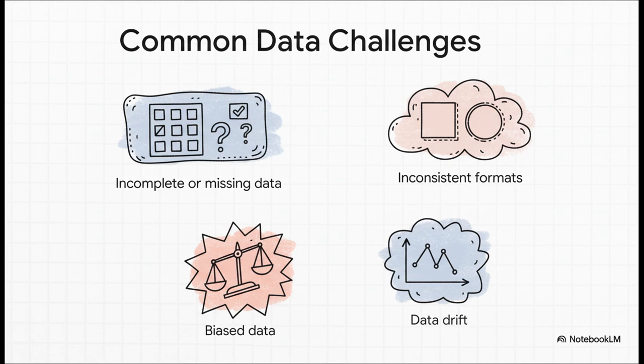But then there are the sneakier problems, like biased data that leads to really unfair outcomes. And my favorite, data drift. That's when your data silently changes over time and your once great model starts making terrible predictions without anyone noticing. It's a huge deal. We're talking wasted money, bad decisions, and even legal trouble.